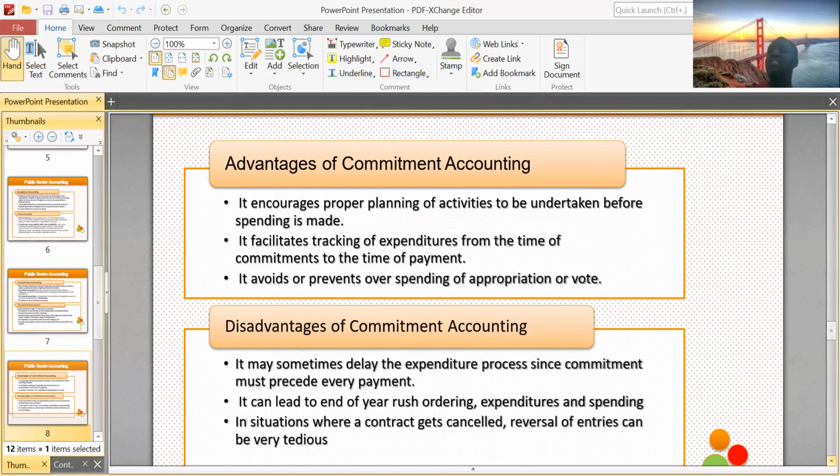It also facilitates the tracking of expenditures. So you can track your expenditure with commitment accounting. And it also helps to prevent overspending. One thing about commitment accounting is it embraces sound financial management.